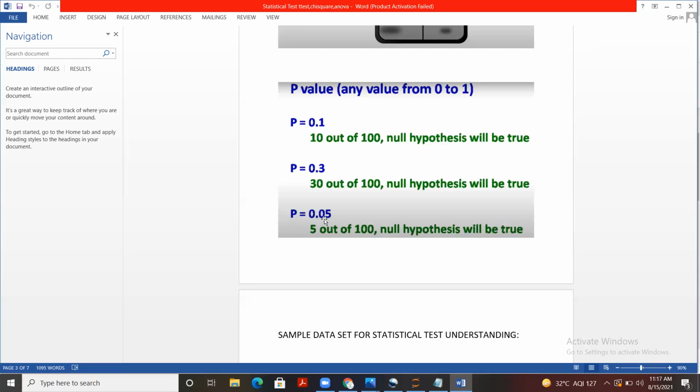I hope it's clear how we calculate it. If your confidence level is 95%, then the p-value would be 0.05, and if it is 99%, then the p-value would be 0.01. Basically we should be at least 95% confident, but in some cases we take 99% as well. For critical things like healthcare or medical emergencies, we take 99% confidence.